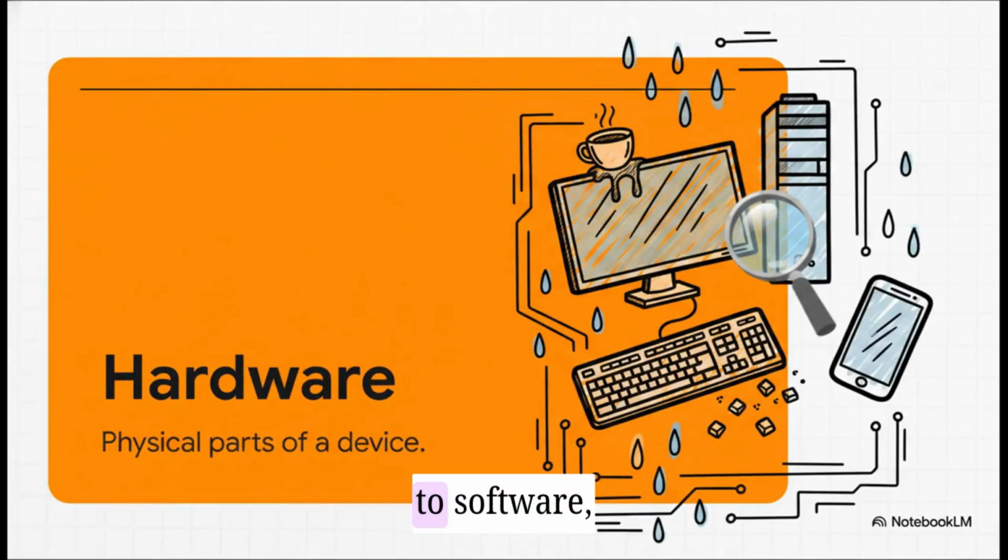Now, in direct contrast to software, we have hardware. This literally means the physical parts of a device. If you can drop it, touch it, or heaven forbid, spill coffee all over it, like your monitor, your keyboard, or the phone you're probably holding right now, that is hardware.